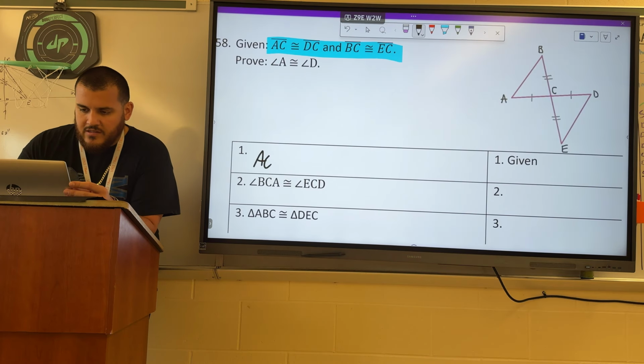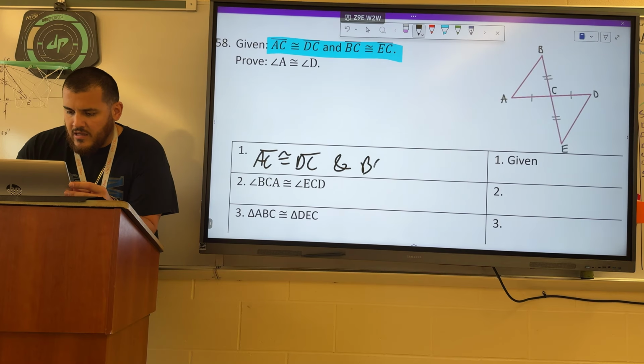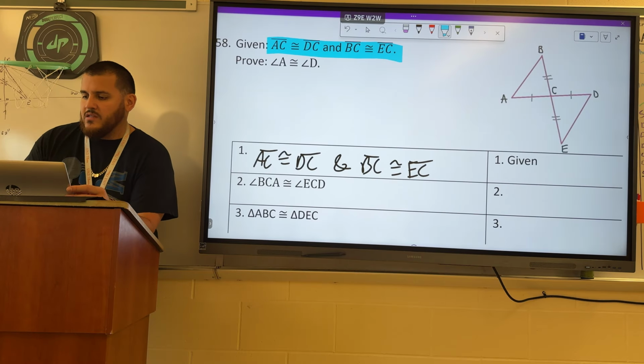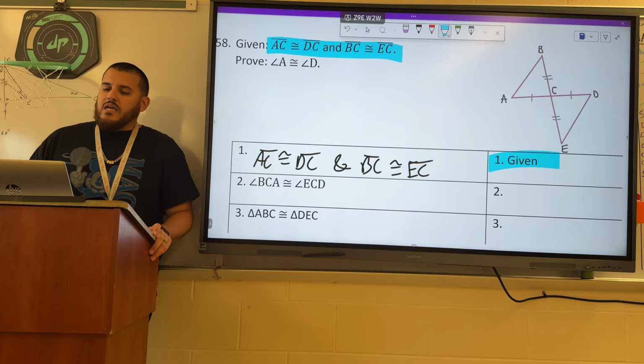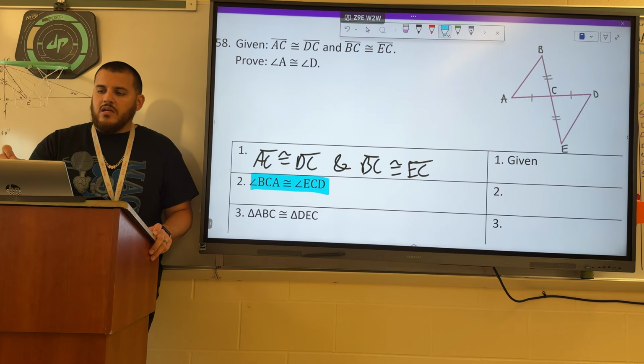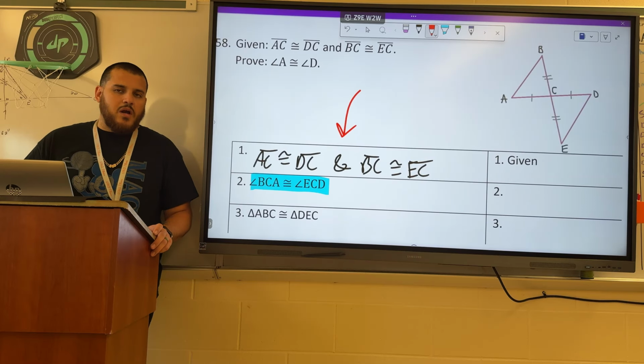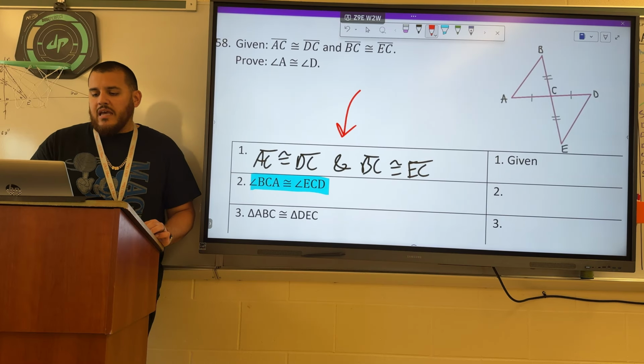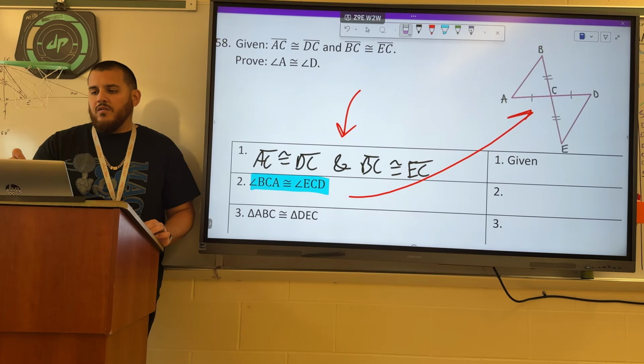So we're going to start off by saying AC is congruent to DC and BC is congruent to EC. That stuff is true because it was given to us. Next, we're told that BCA and ECD are congruent. Notice there's no mention of those angles prior in the proof. That means the evidence for this must come from our figure.